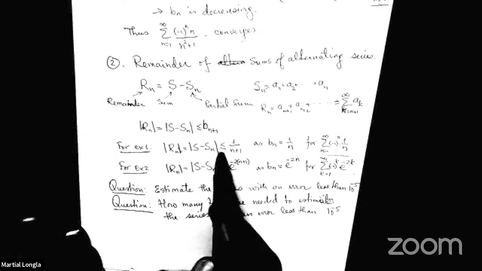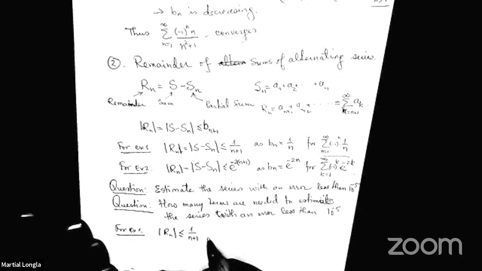And how do we answer such a question? On example 1, for example, we saw that the absolute value of Rn is less than or equal to 1 over n plus 1. So to answer this question, we just write this thing strictly less than 10 to the minus 5. That's it, and we solve for n. You see that n plus 1 is larger than 10 to the 5th. So n is strictly larger than 10 to the 5th minus 1.